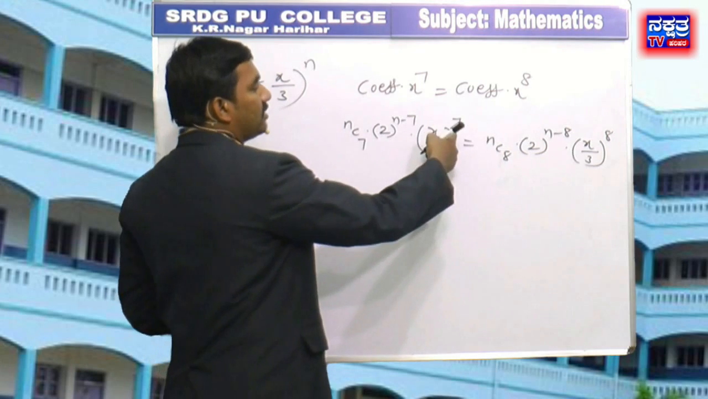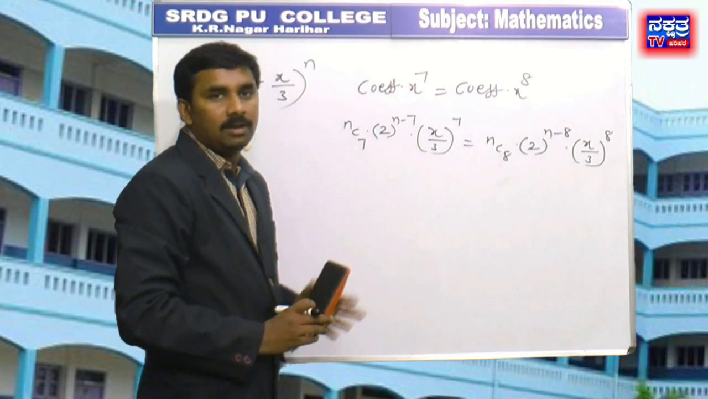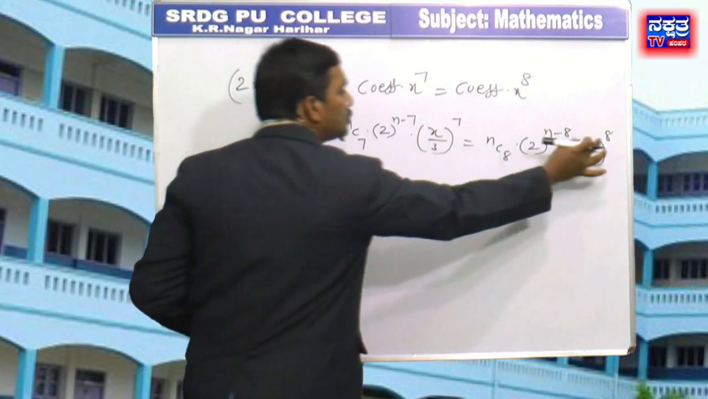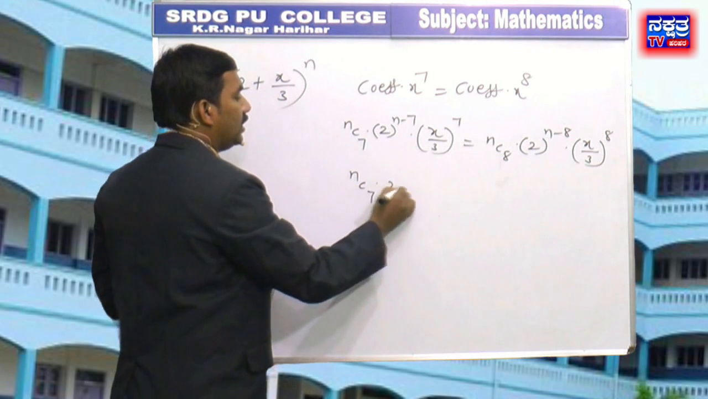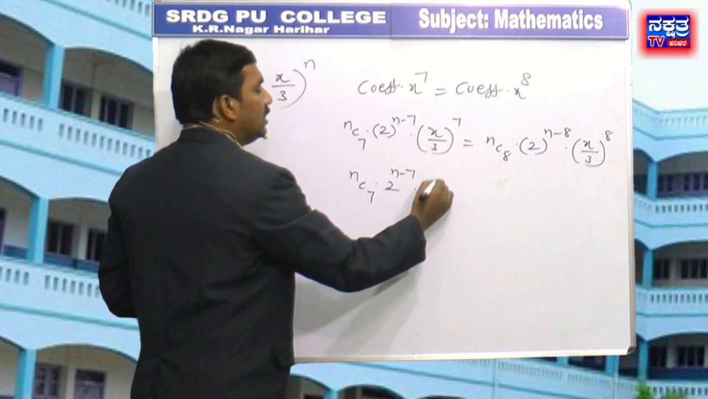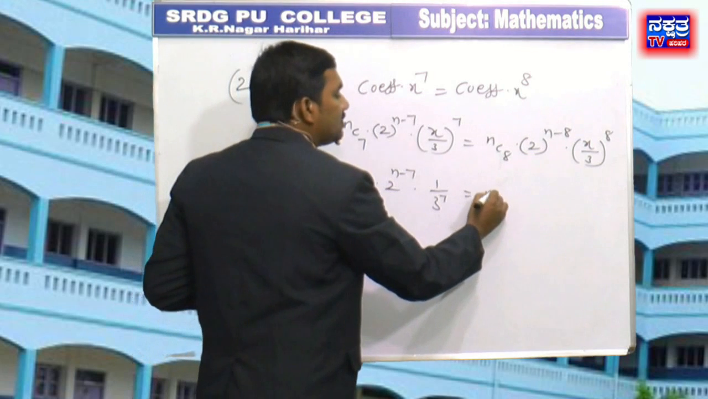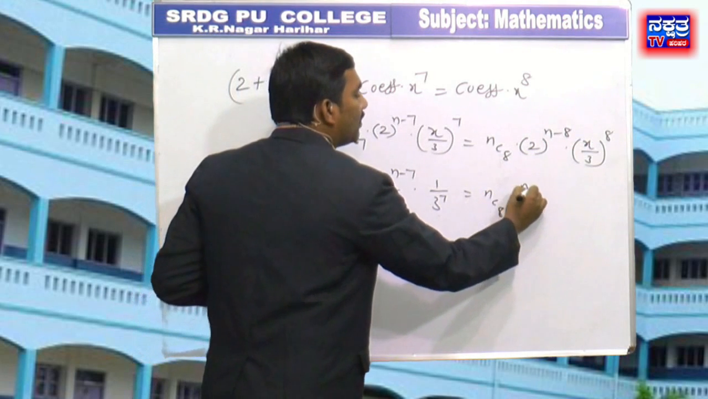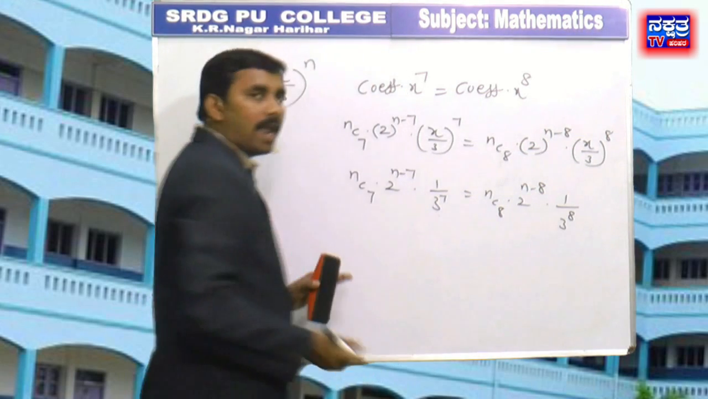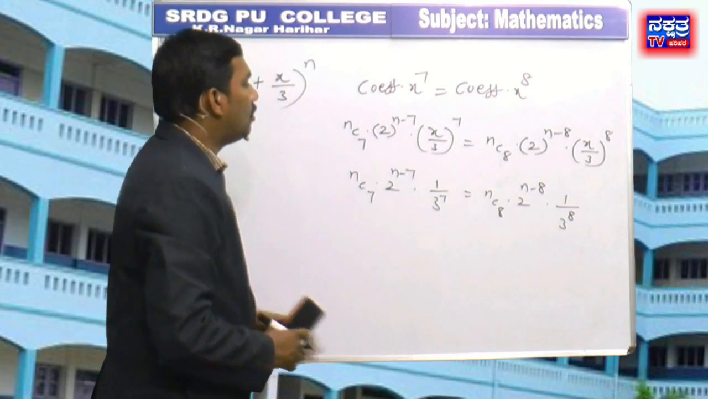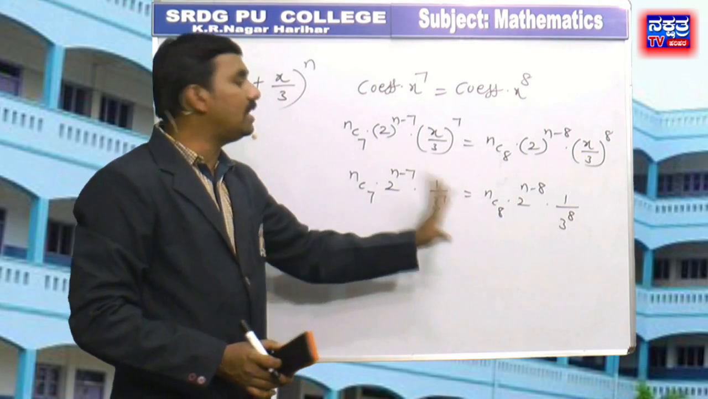Now here, x power 7 and x power 8 only, the coefficients are equal. Hence we can eliminate these two terms with coefficients. The coefficients are nC7 into 2 power n minus 7 into 1 by 3 power 7 equal to nC8 into 2 power n minus 8 into 1 by 3 power 8. Hence now x power 7 and x power 8 coefficients only are equal. That only I am collecting.